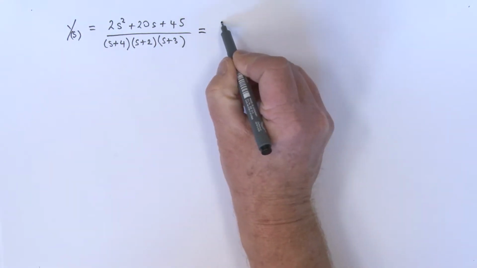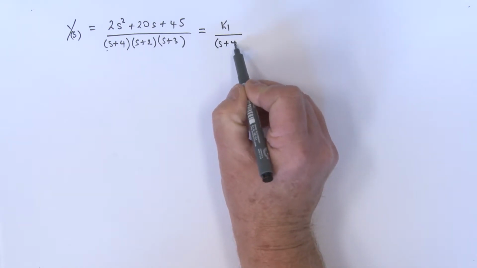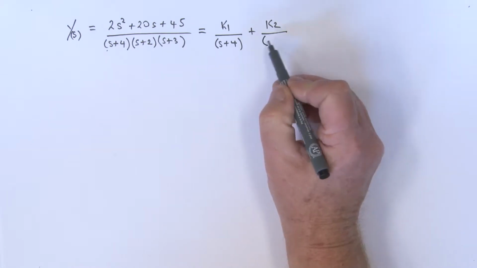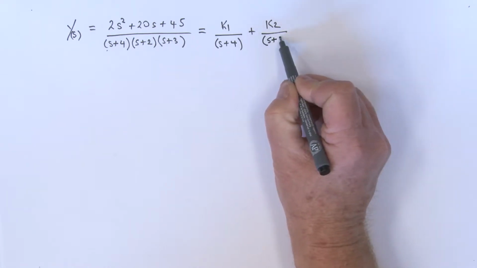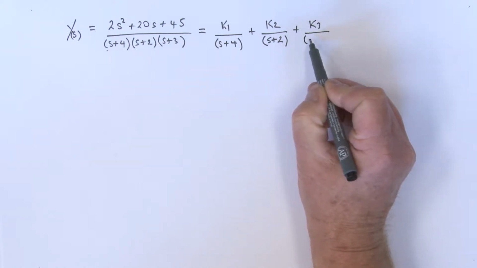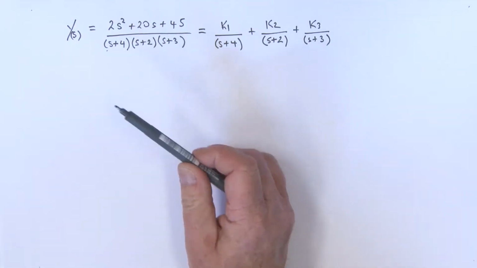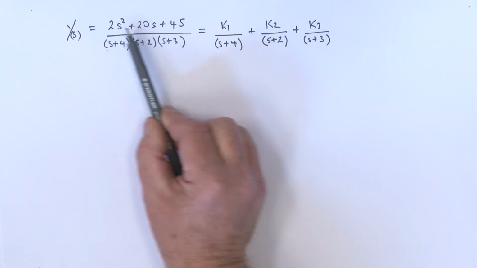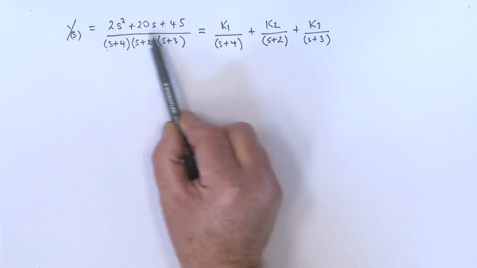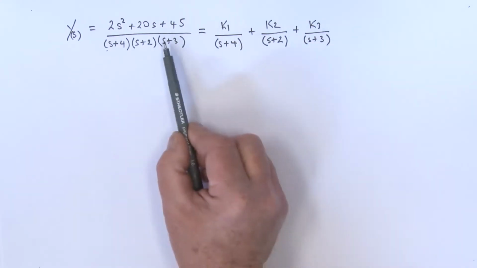This would be equal to a constant K1 divided by S plus 4, plus a constant K2 divided by S plus 2, plus a constant K3 divided by S plus 3. All right, our next step now is to multiply both sides by what we have in the denominator here. So this side gets multiplied by this, and this side gets multiplied by this.